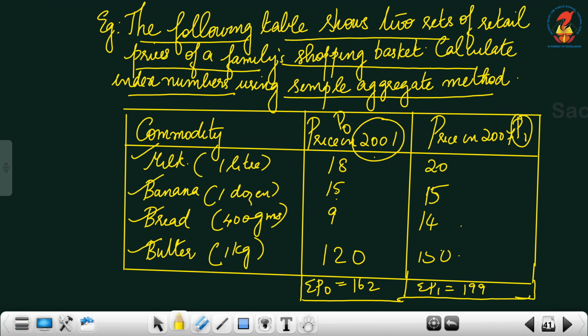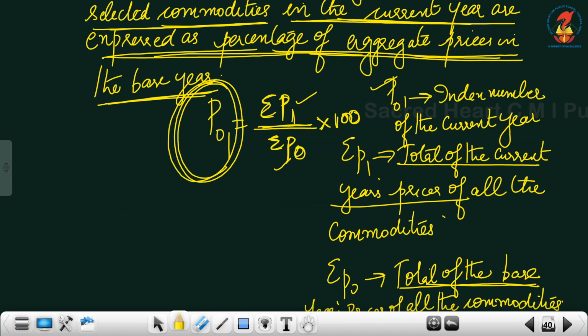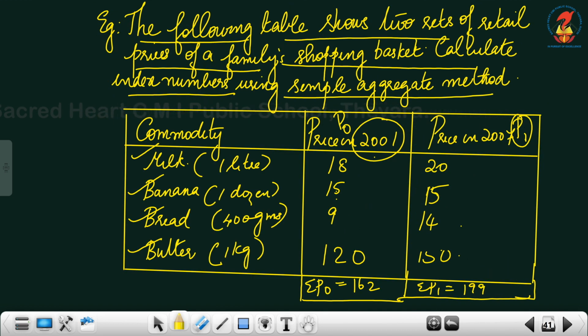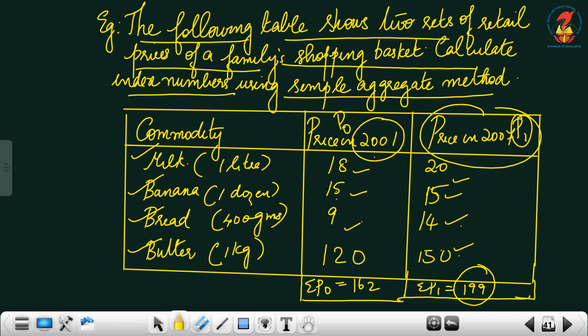Now, as per the formula, P01 is equal to sigma P1 by sigma P0 into 100. So you have to find the total of P1 and the total of P0. Total of P1 means the prices of the current year. When you add 20, 15, 150 and 14, you will get 199. And when you add 18, 15, 9 and 120, you will get 162.